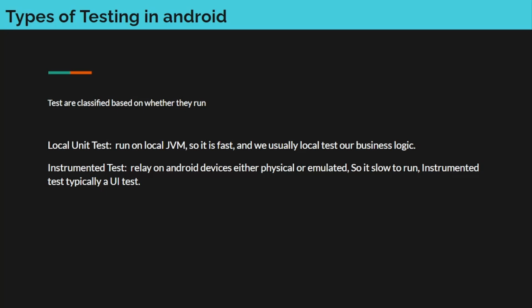And instrumented tests rely on Android devices. It can be either physical or emulated. So it is generally slow to run. Instrumented tests are typically UI tests. Example, testing the DAO in a Room database. It has a higher fidelity rate.